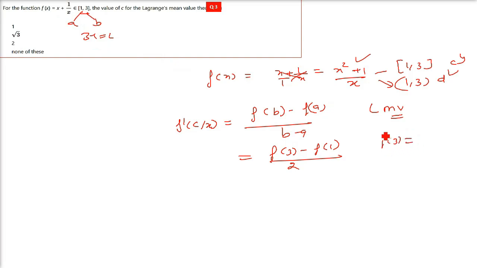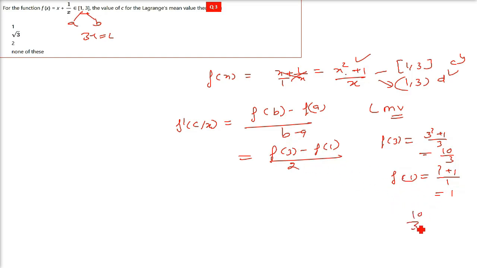fb minus fa, that is f3 minus f1. So what do you get? 3 square plus 1, 10 by 3. What is f1? 1 plus 1 by 1, that is going to be 2. So this is not 1, I've just written it as 1, but it is 2 actually. So I'm going to change it in a short while.